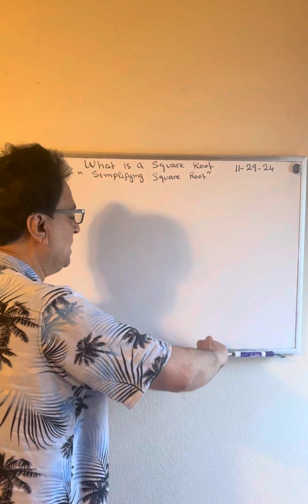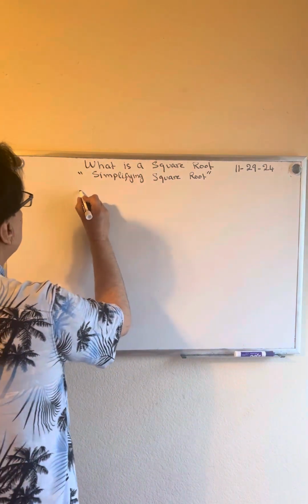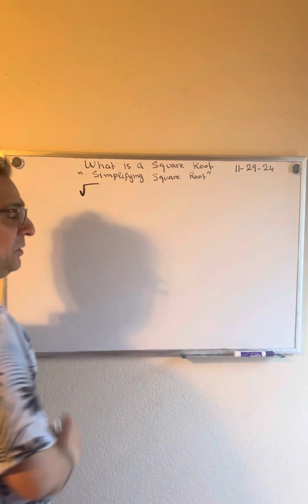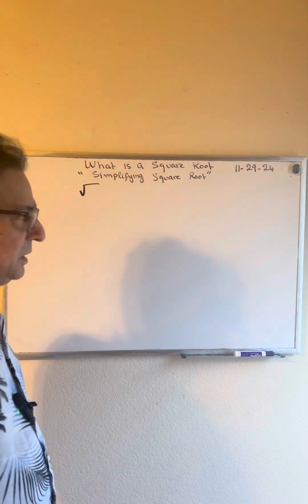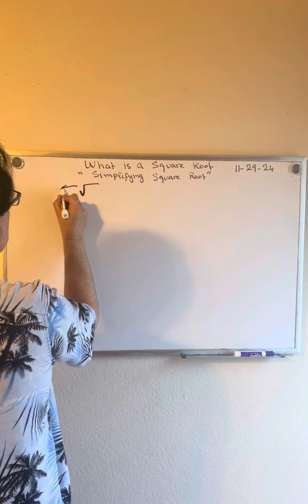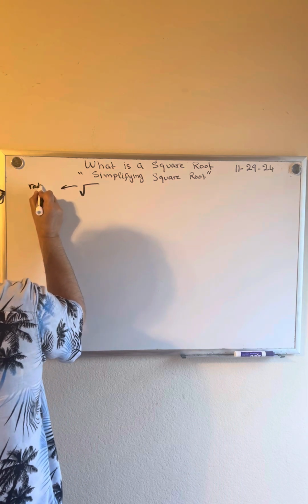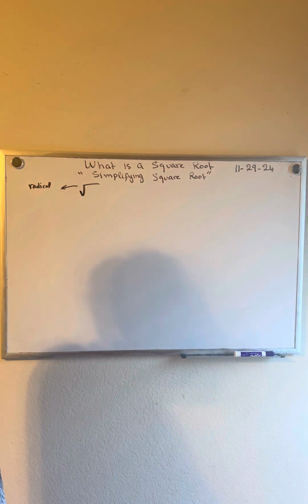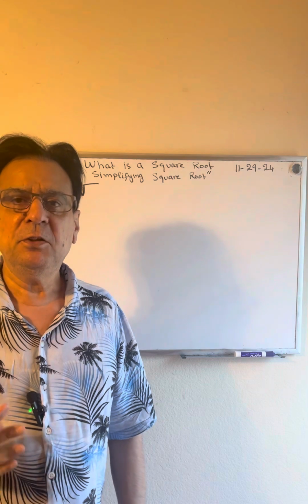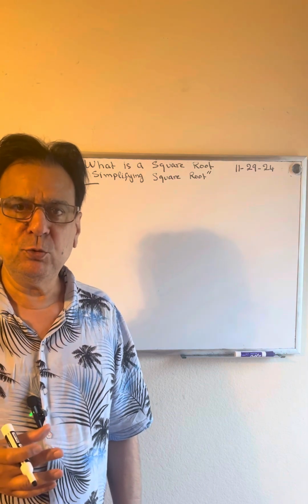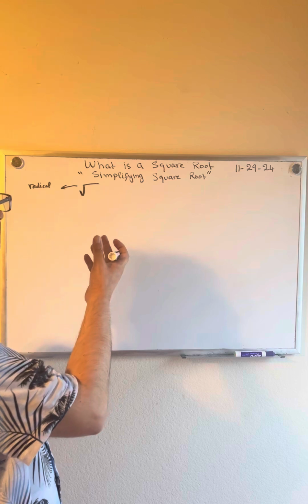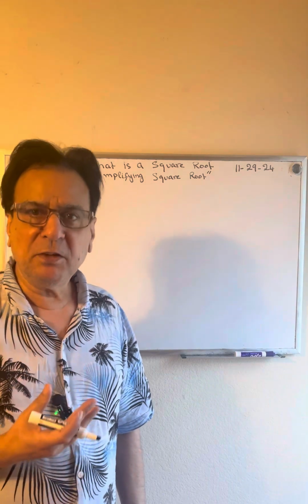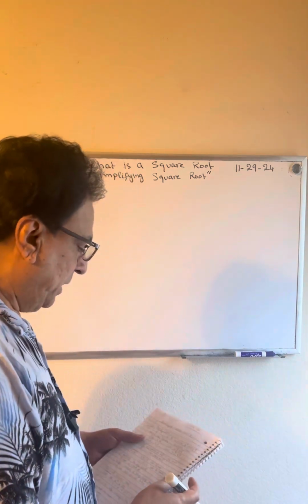The topic of discussion today is: what is a square root? You all have seen this sign right here. This is known as the radical. I'm sure every one of you knows what a square root is, but my aim here is to go in depth on square roots and how to simplify them. So that is the topic of discussion. Let's go ahead and get started.